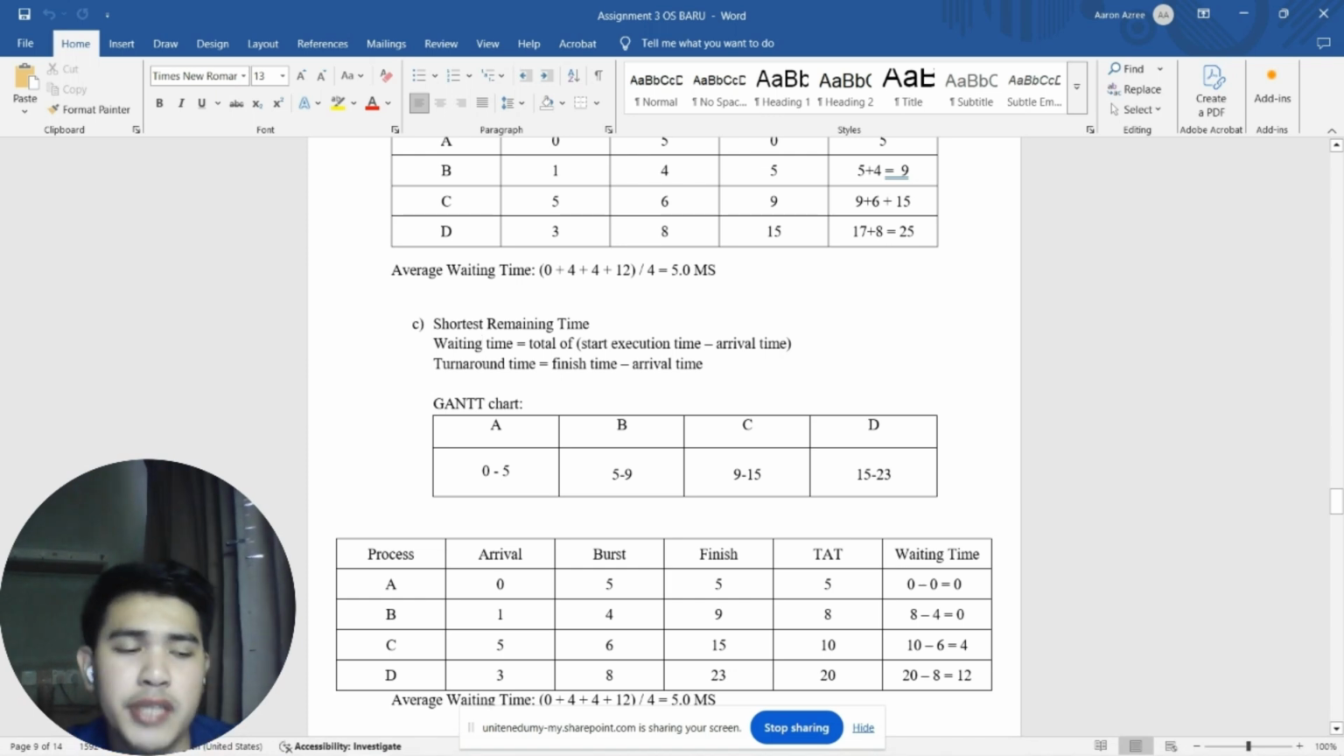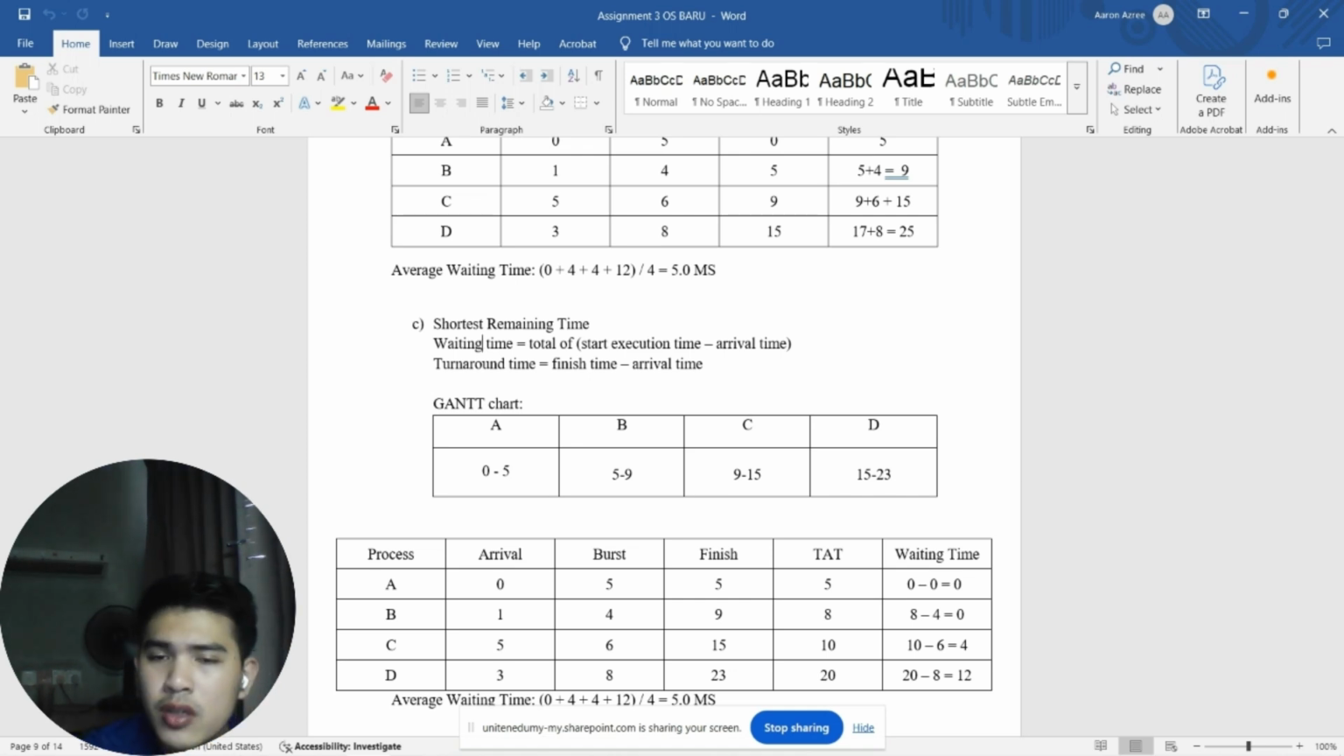Okay, so next I will be explaining regarding algorithm question C for shortest remaining time. I will be explaining further regarding process D. So we are given the arrival and service time in advance. So with that, we have to find the finish, turnaround time, and waiting time. So as seen for process D, the arrival time is 3, burst is 8, finish, turnaround time is 20, and waiting time is 12.